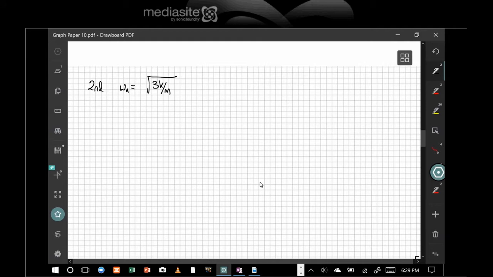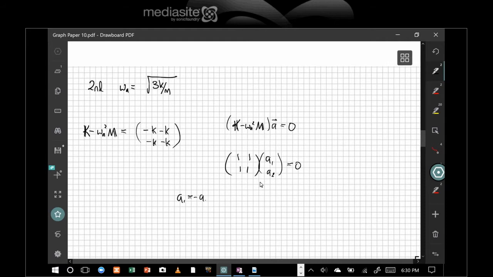So I'm going to do the same thing. I'm going to set K minus omega anti-symmetric squared M. If I do all that, I get a matrix that looks like minus k, minus k, minus k, minus k. Now I can put this into the equation k minus omega a squared m times a as a vector equation. I'm going to divide by minus k, and I get 1, 1, 1, 1, times a1, a2. Again, two equations, two unknowns. And from this, I can show that A1 is equal to minus A2.